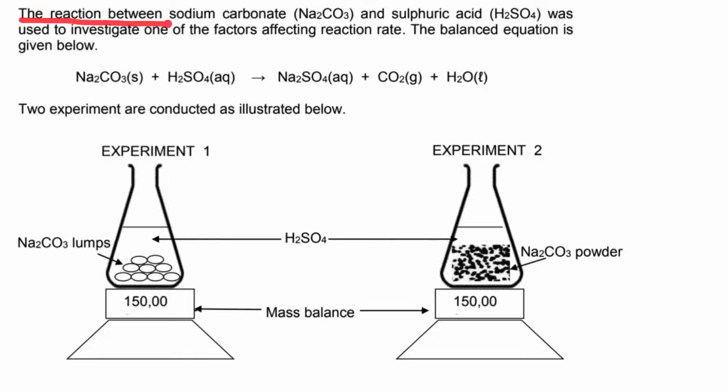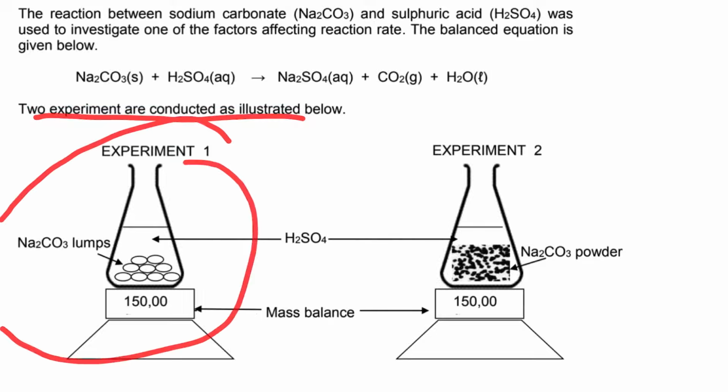The reaction between sodium carbonate and sulfuric acid was used to investigate one of the factors affecting the rate of reaction. The balanced equation given below is: sodium carbonate plus sulfuric acid gives sodium sulfate, carbon dioxide, and hydrogen oxide. Two experiments are conducted.